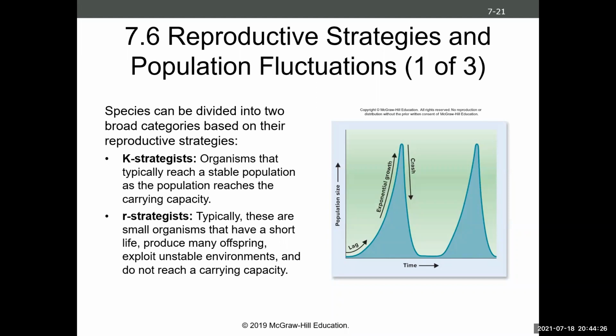r strategists usually don't reach a carrying capacity, and they go through fluctuations with fast growth, crash, etc., and are typically small organisms. K strategists are like live slow, live long. r strategists typically follow live fast, die young life history strategies.